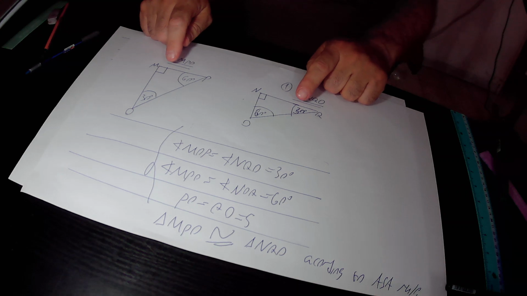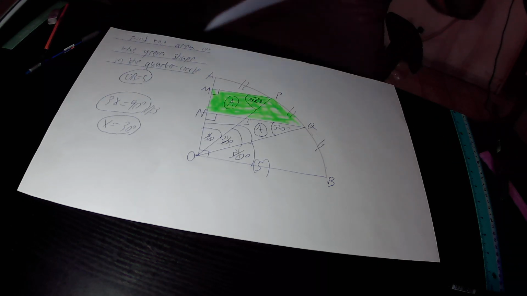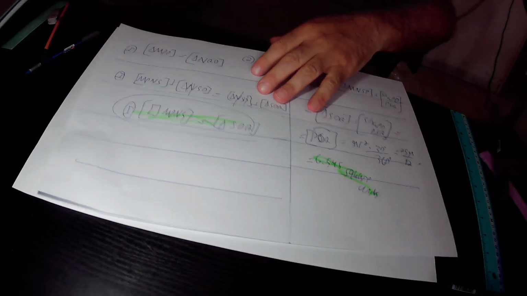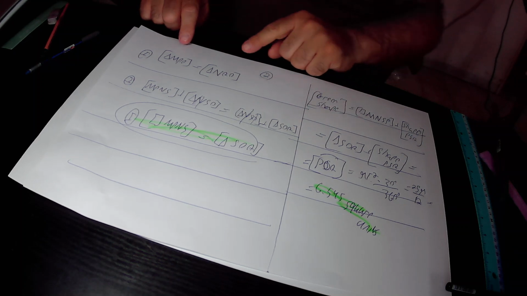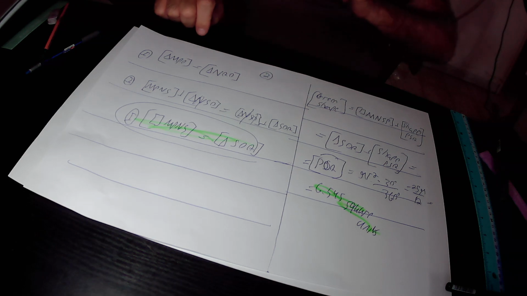From the fact that those two right triangles can go into each other, we will derive that they also have the same areas. That is to say, the area of the right triangle MPO equals the area of the right triangle NQO because of the fact that they can go into each other.